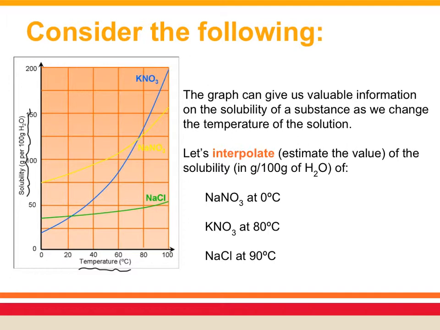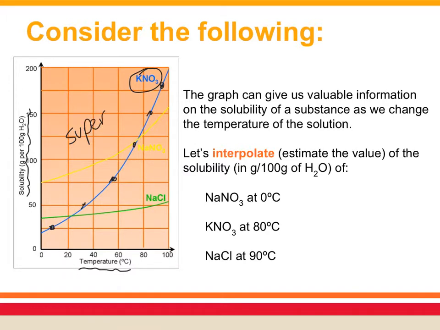Now, if a point falls along the line, so let's take our KNO3 here, any of these points on the line would be a saturated solution. So that is going to be the maximum amount of solute dissolved at that particular point. Any points that fall above the KNO3 line are supersaturated.